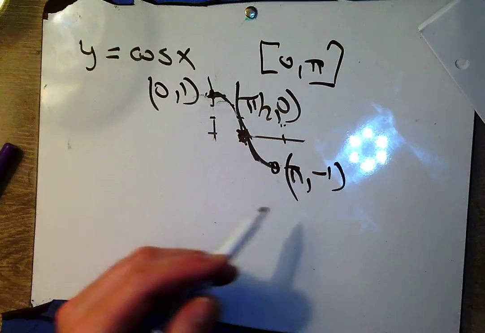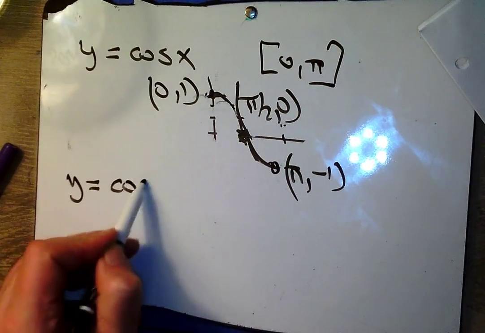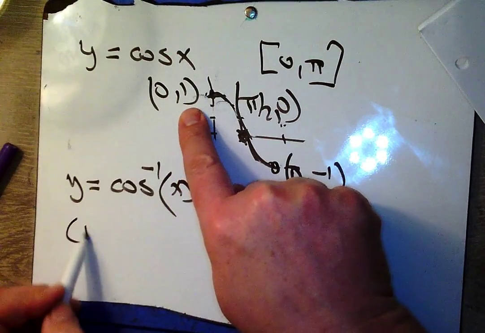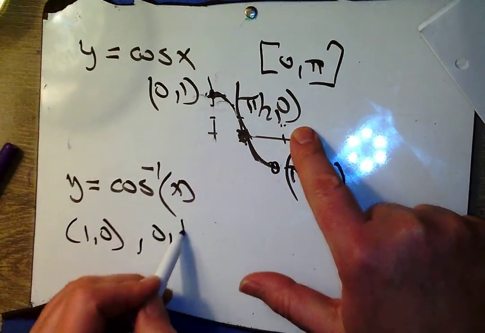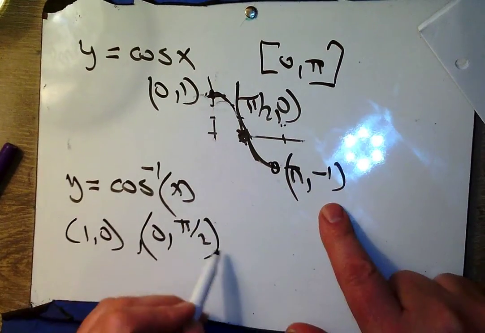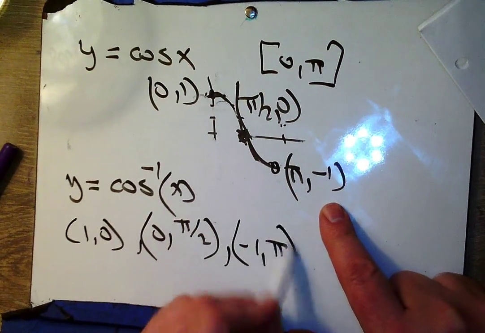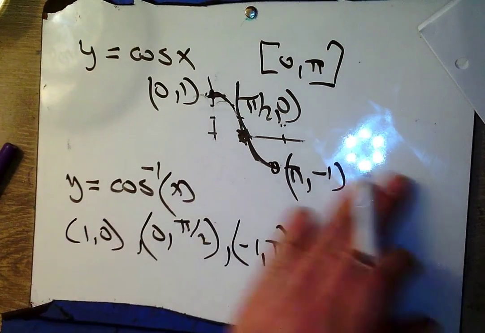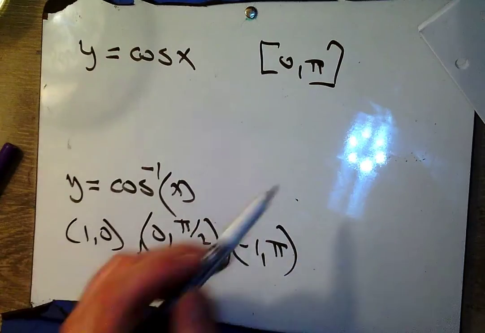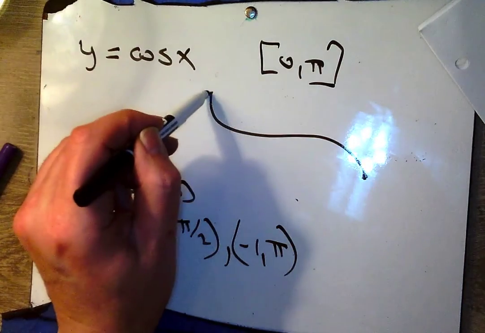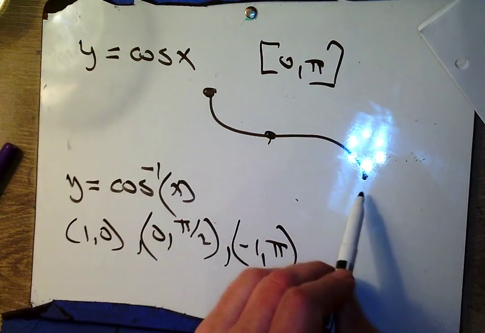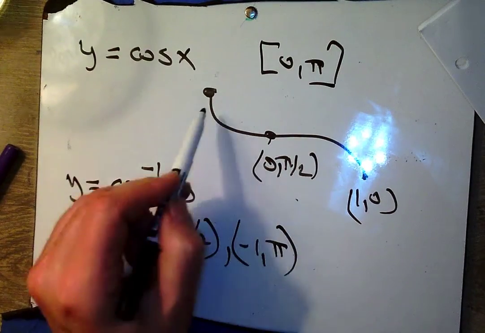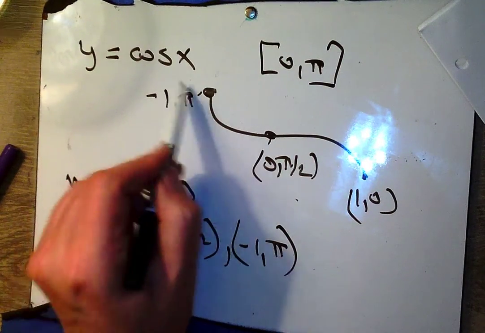So if these are the points on cosine, what can you tell me about inverse cosine? Their points would be (1, 1), (0, 0), (0, pi over 2), and (negative 1, pi). These are the points for inverse cosine. Okay, so let's graph inverse cosine. We're at (1, 0). We're at (0, pi over 2). And here, (negative 1, pi).